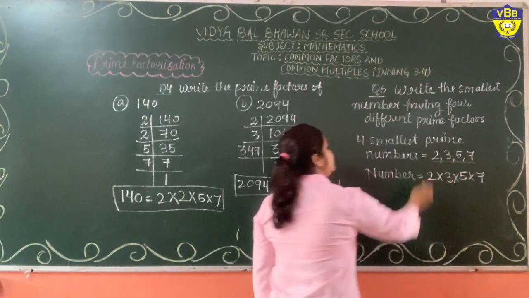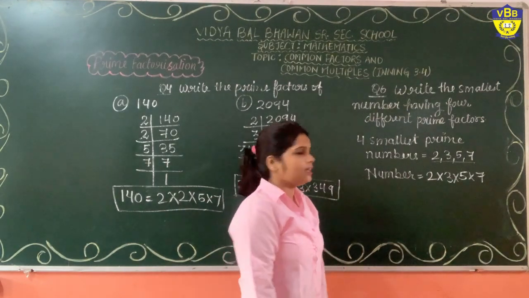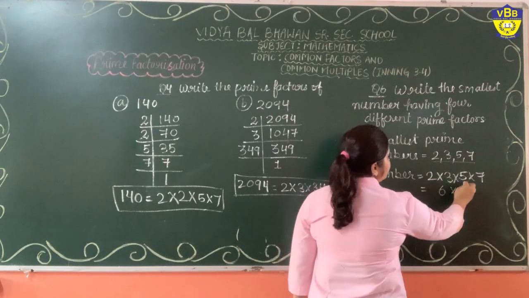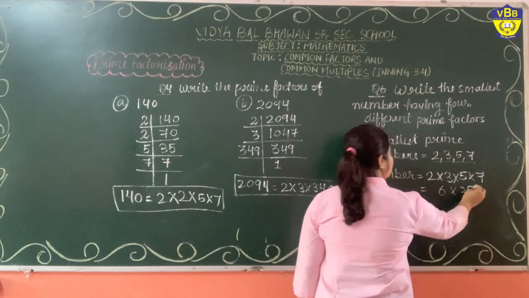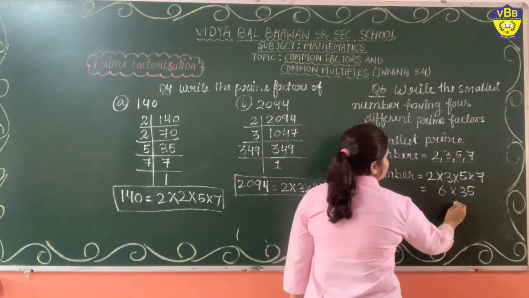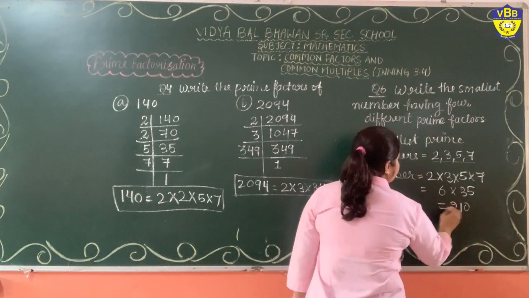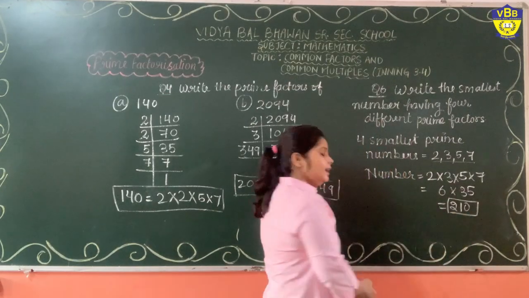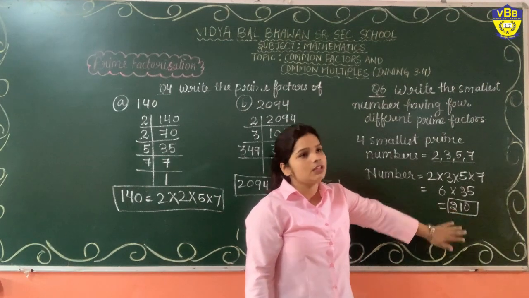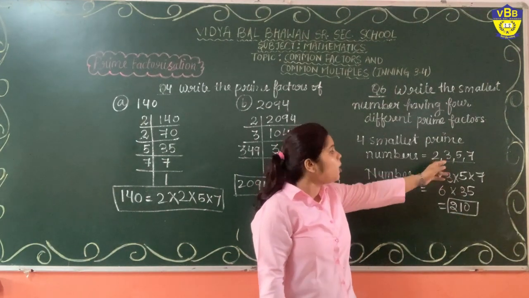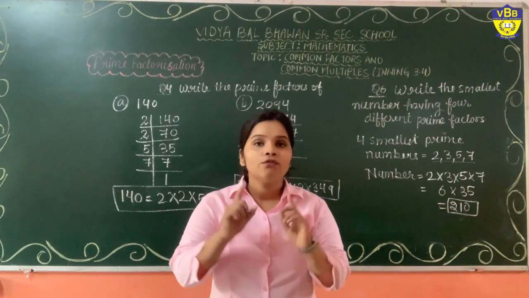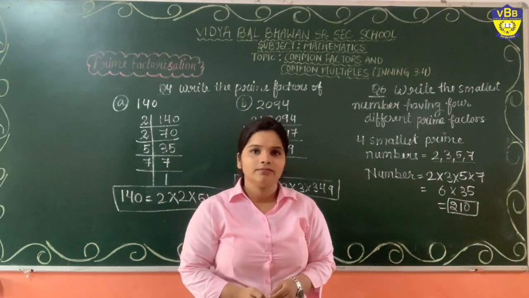The product of all the 4 prime factors: 3 twos are 6, 5 sevens are 35. Now multiply, and it is 210. The answer is 210. This is the smallest possible number formed using the smallest 4 different prime factors.